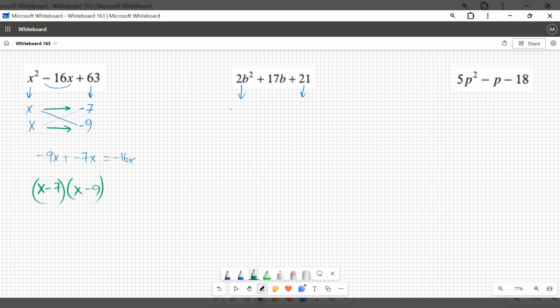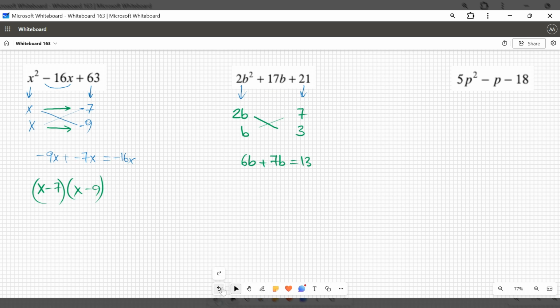Now let's try here. 2b squared has only one combination. It is 2b times b. 21, on the other hand, has multiple combinations, but we can try 3, 7. Okay, let's see if it is working. It works actually. Let's do the wrong way first. Okay, let's do 7, 3. See what happens. So when we cross multiply to test, it's going to be 6b and the other one going to be 7b. And it adds up to 13b. So it doesn't give us the middle one.